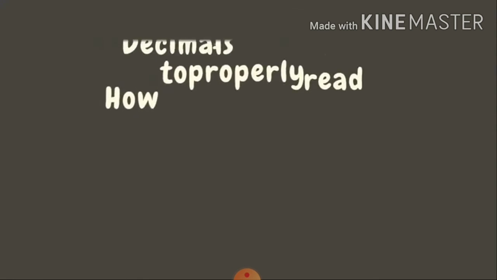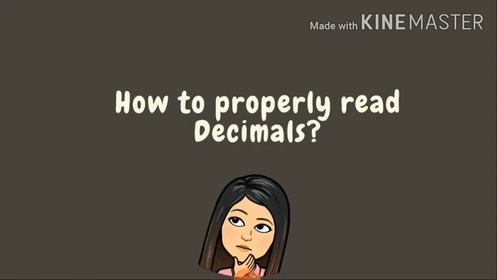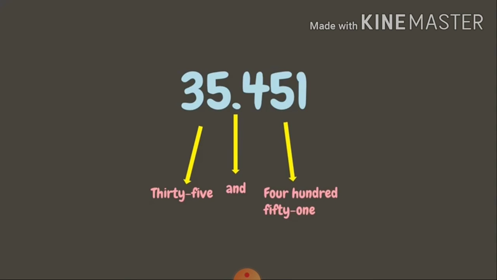Now, how do we properly read decimals? Let's have an example. We usually read this decimal like this: 35.451. But the proper way of reading this decimal is, first, we read the whole number. That is 35. We read the decimal point as "and". And then we read the decimal part as 451 and add the place value of the last digit, which is 1. The place value of 1 is thousandths. Therefore, we read this decimal as 35 and 451 thousandths.